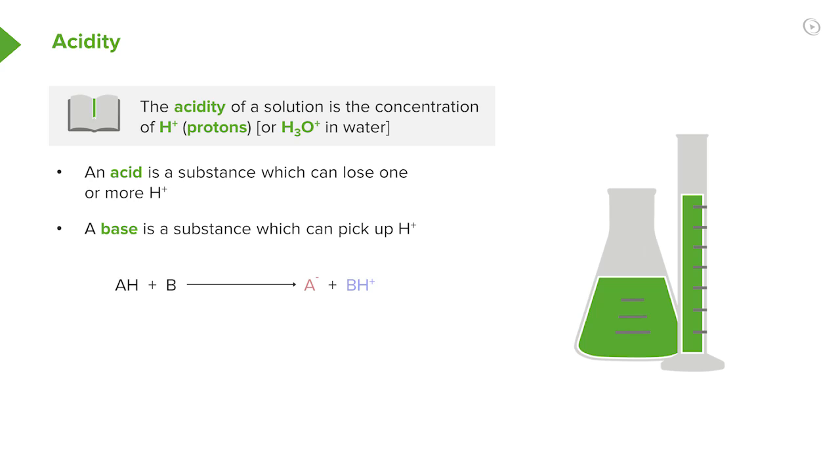In the case of B, which is our example base here, you can see that H+ is transferred from the acid onto the base. This results in the formation of BH+, shown in blue, and the conjugate base A-, shown in red.